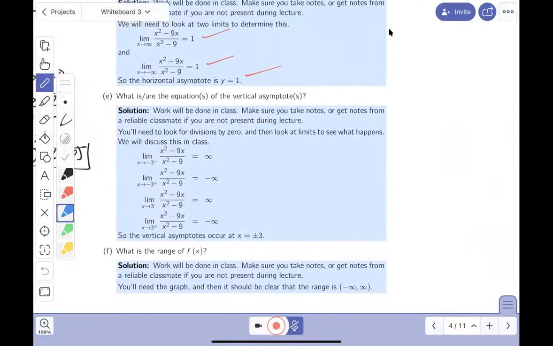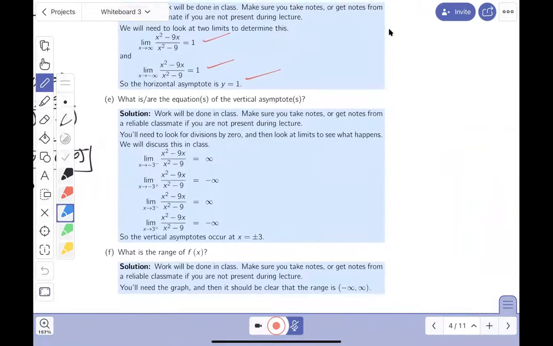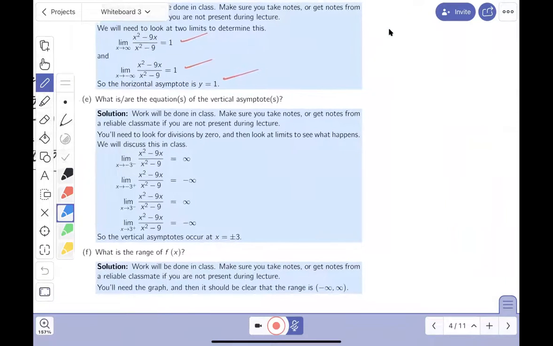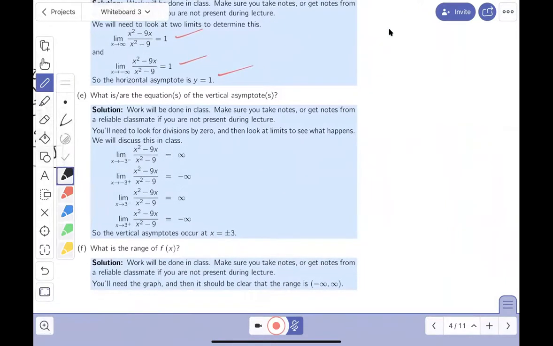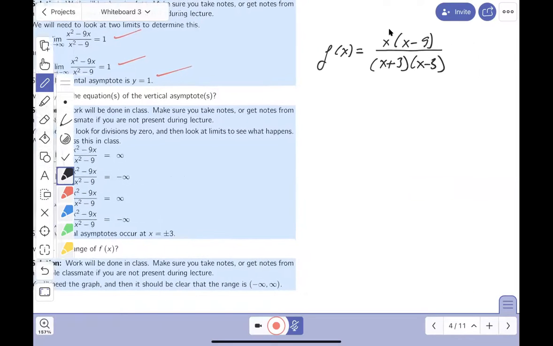Now, when I do E, I still want to do the limits, but I realize I may not be at that stage yet. So what I want to do is write the function down and do sign analysis on it. And what's the function? F of X. And again, if you can't remember, hopefully it's written down somewhere. The top would be X minus 9, and the bottom would be X plus 3, X minus 3. And again, I'll do the limits separately.